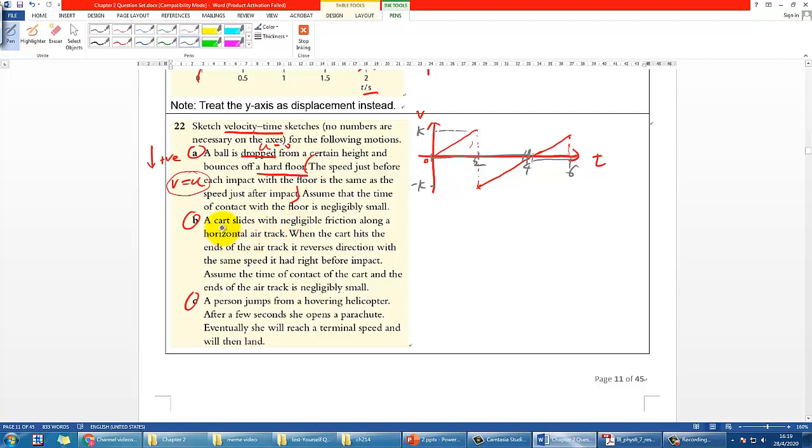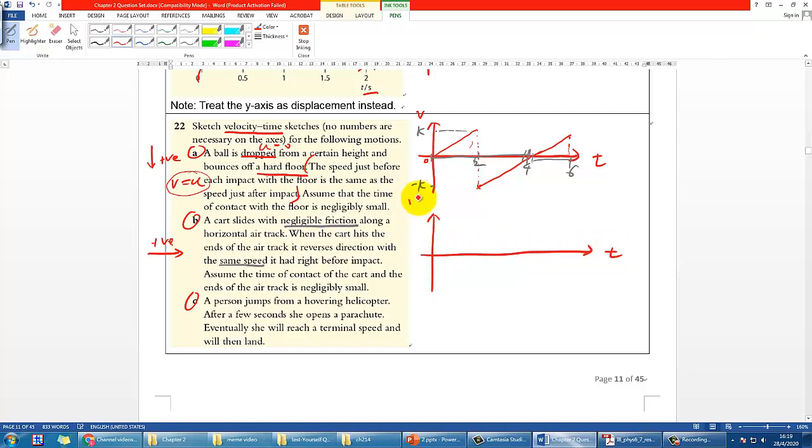For part B, the cart slides with negligible friction, so no friction, along the horizontal air track. The cart hits the end of the air track and reverses direction at the same speed as right before the impact. So in fact this is a bit similar, but this is without any gravity, because it's a horizontal movement and there's no friction also. Assume the time of contact is negligibly small again. Okay, so in this case we can maybe assume to the right is positive because it's a horizontal movement.